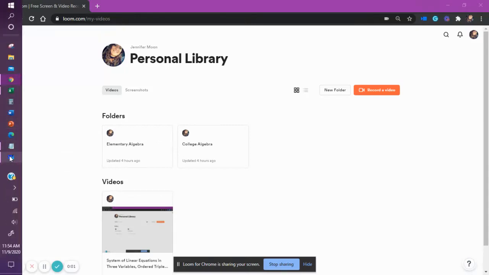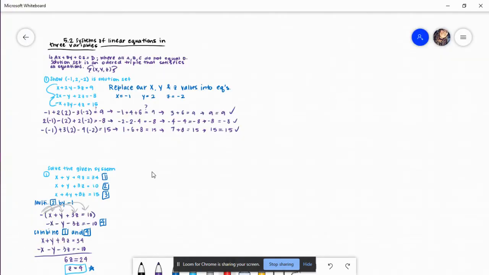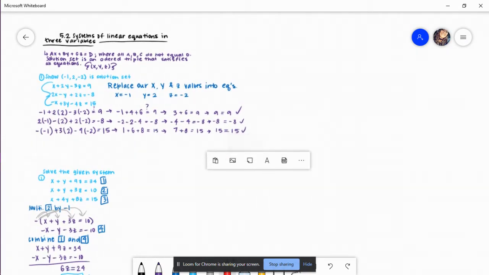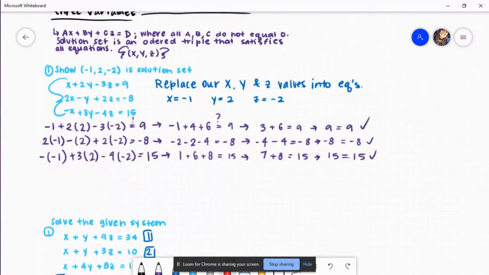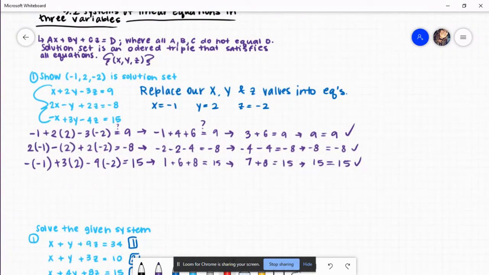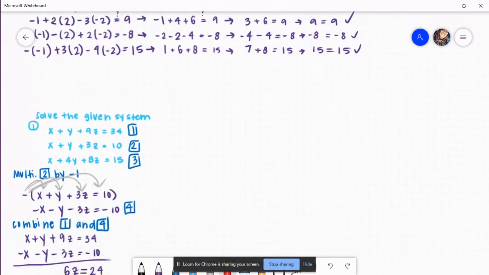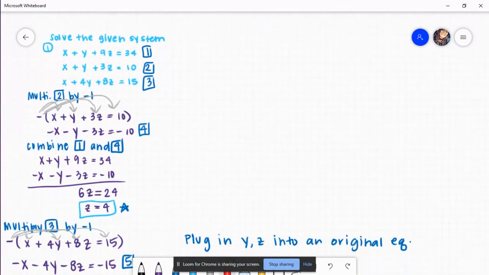Hey y'all, we are going to finish 5.2, which is systems of linear equations in three variables. We have learned how to show if a solution set is the actual solution set. We have solved a given system. We just identified the different equations, kind of work within the equations.